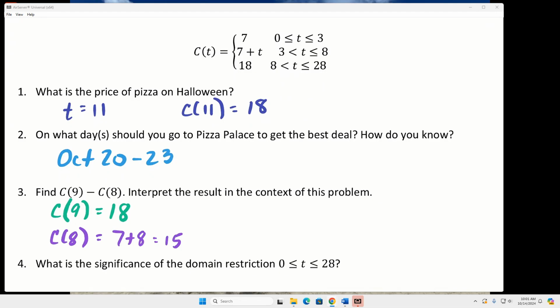So the question wants us to find C of 9 minus C of 8. So that's just going to be 3. And then interpret the result in the context of the problem. So what is 3? It's $3.